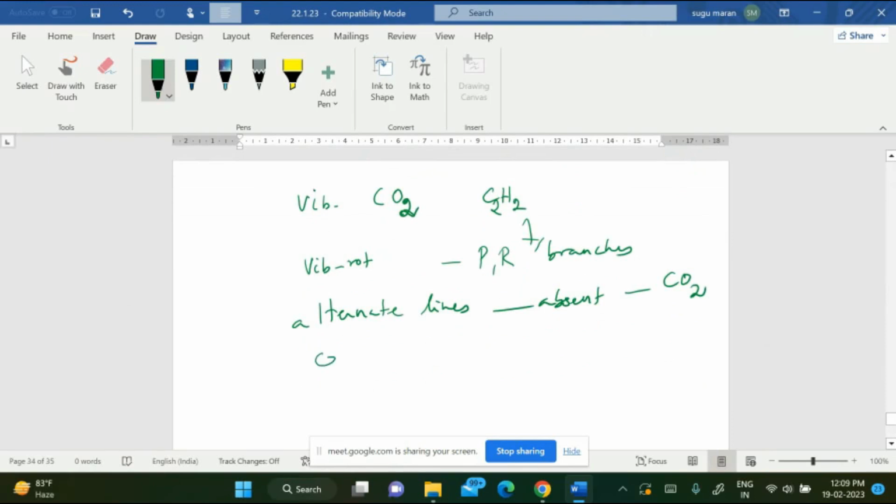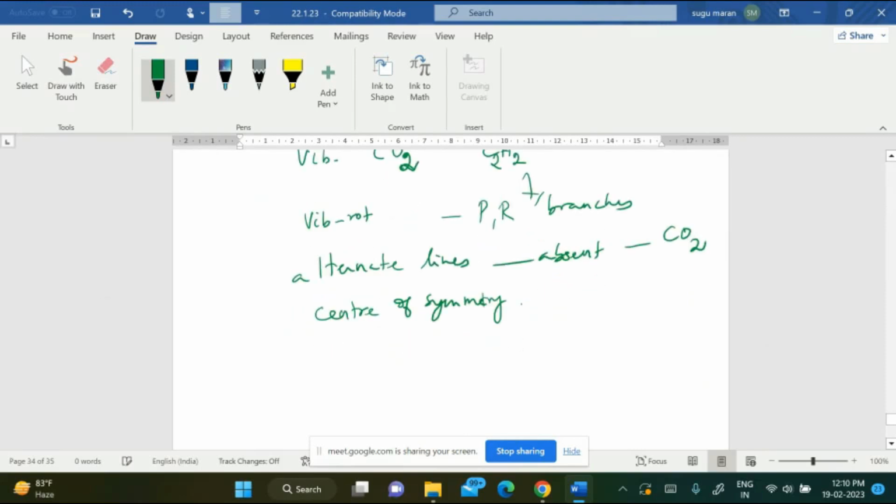They are molecules with a center of symmetry, where in the vibrational rotational spectrum, that is the PQR branches, the alternate lines are absent. That shows the molecule is highly symmetric. They are molecules with a center of symmetry.